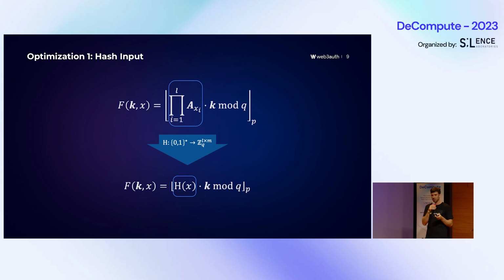So the first observation is we can replace this matrix product that depends on the input X. If we assume the random oracle model and have a hash function that maps input bit strings to a random matrix of size L times M, then we can replace this public product, which is some work to compute, by a hash function call, and that's already much more efficient and saves some computation.